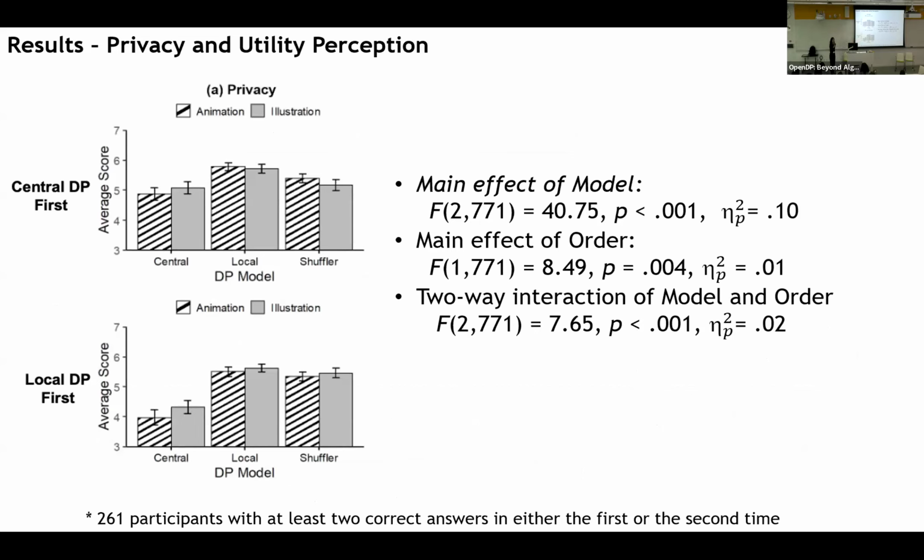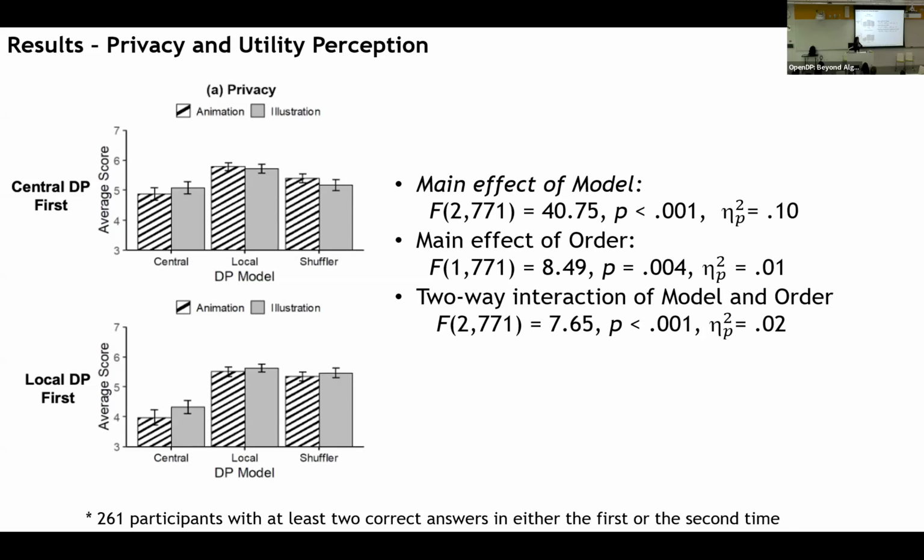So next, let's move to the critical results here. Given that some participants show not-so-good understanding of these techniques, for the following two measures we only include the participants who answered at least two of those comprehension questions correctly. So this is the privacy protection perception and the utility cost perception results. The data are structured like this. On the x-axis, we listed the three different trust models that we evaluated in this study. The dashed bar corresponds to the animation and the solid bar corresponds to the illustration.